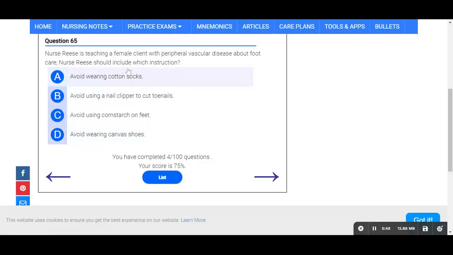Nurse Rees is teaching a female client with peripheral vascular disease about foot care. Nurse Rees should include which instruction? Okay, peripheral vascular disease, foot care. Avoid wearing cotton socks, using a nail clipper to cut toenails, avoid using cornstarch on feet, avoid wearing canvas shoes. Hmm, I don't get why you would use cornstarch on your feet.